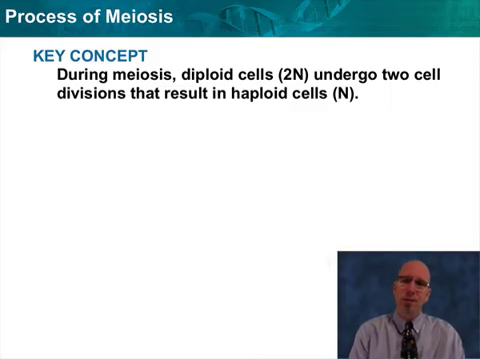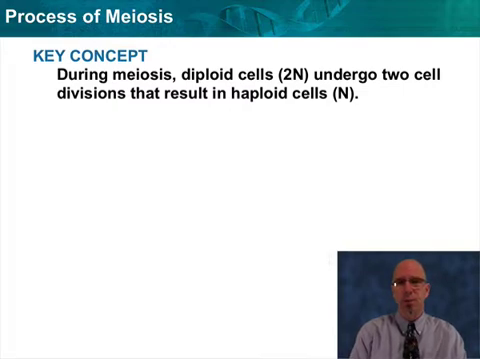This screencast is about the process of meiosis. So I'm going to go into some details and show you some real pictures of what happens in meiosis in real cells. If you remember, meiosis takes the diploid number of chromosomes and reduces it to the haploid number.